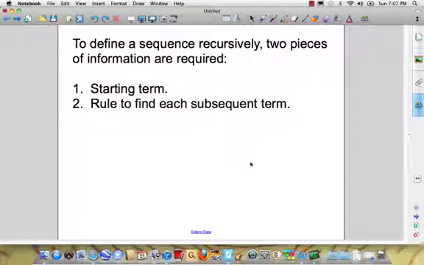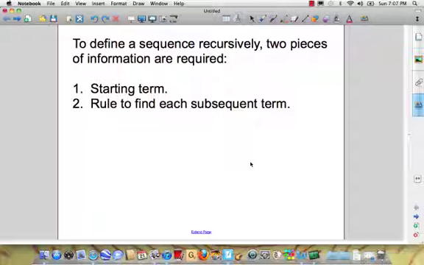This lesson reviews defining a sequence recursively. In order to define a sequence recursively, you need to give two pieces of information. The first one is the starting term: where do you start? And the second piece of information is a rule to find each subsequent term. That means a rule to allow you to find any term by looking at the one that comes right before it.